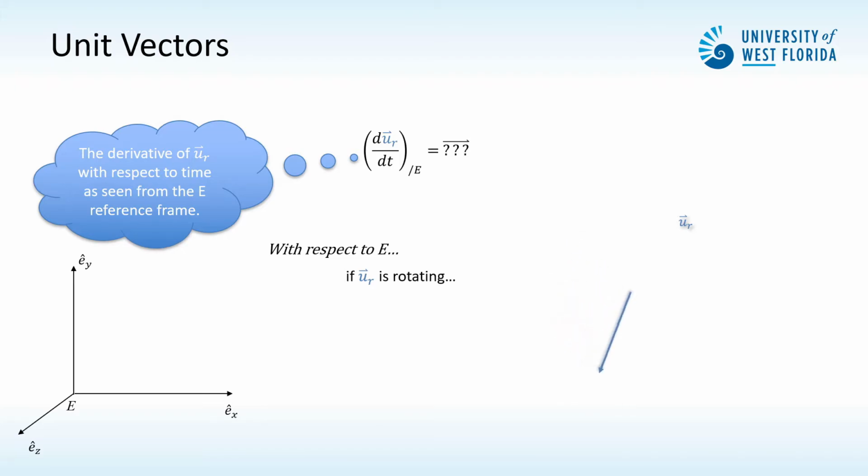Now what if u sub r was rotating? What would the time derivative as taken in the E reference frame be? In this case, the magnitude is a constant 1, but the direction is changing. This suggests that u sub r is not constant, which means that its time derivative is not 0. I will do this derivative in a few minutes, but for now, just remember that the time derivative of a translating unit vector is 0, but the time derivative of a rotating unit vector is not 0.